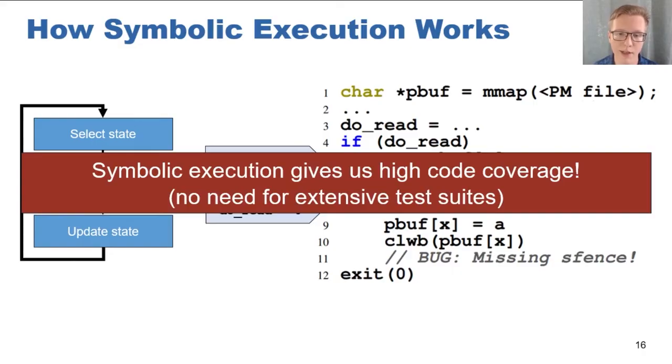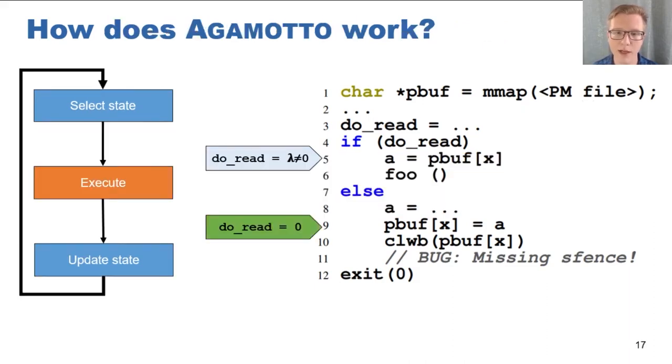We can use symbolic values to easily explore many program paths, unlike our related work which relies on concrete unit test cases to explore one path at a time. This easily gives us high code coverage when finding persistent memory bugs. Alright, now that we have the symbolic execution background out of the way, let's talk about how we implement AGAMOTTO.